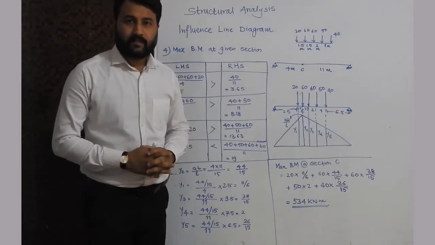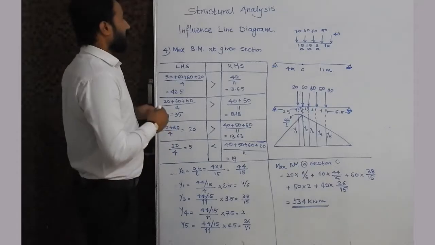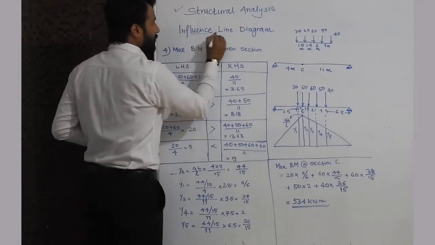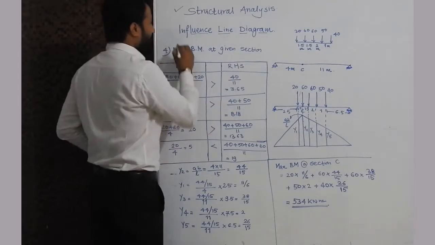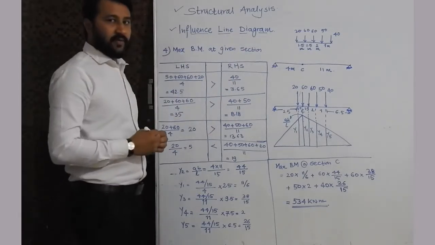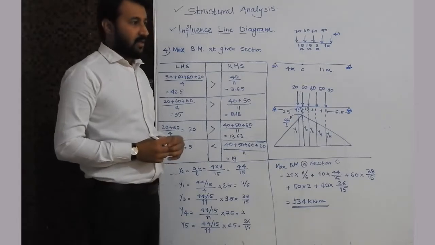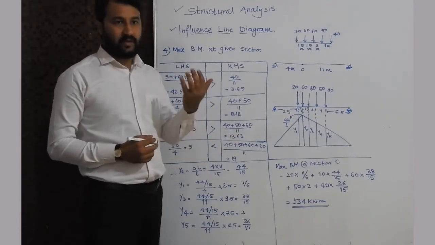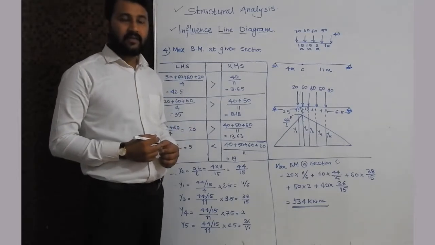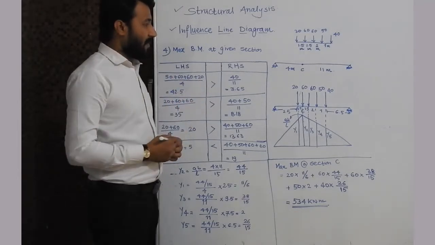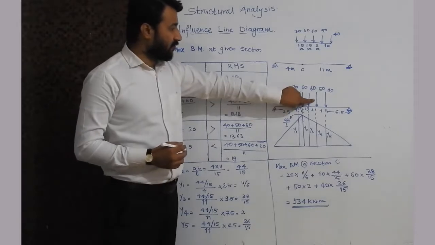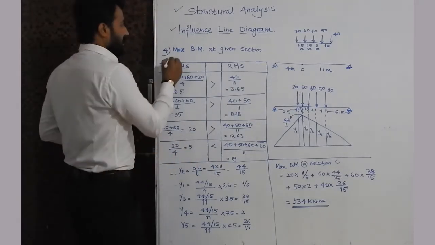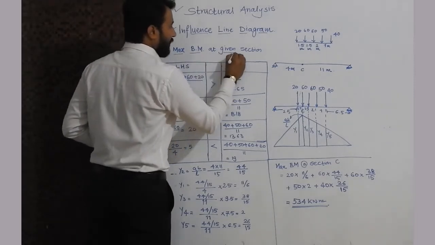Hello friends, welcome to another lecture of structural analysis, and we are looking into the influence line diagram, which is also called ILD. In the previous classes we have seen the maximum reaction in the girder, maximum shear force positive and negative at a section, and the maximum bending moment under a given load of 50 kN. Now today we will see the maximum bending moment at a given section.